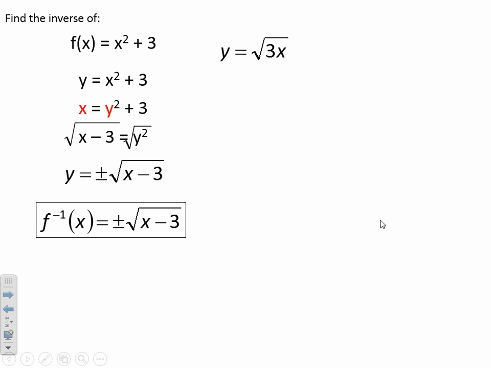All right, let's look at the next one. Great time to pause your notes, and when you come back, we'll go through the answer.